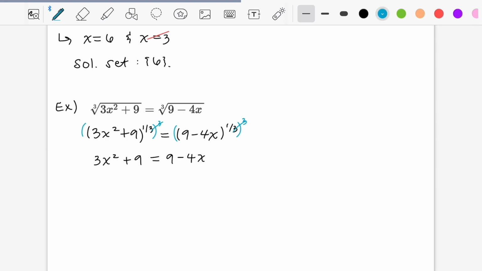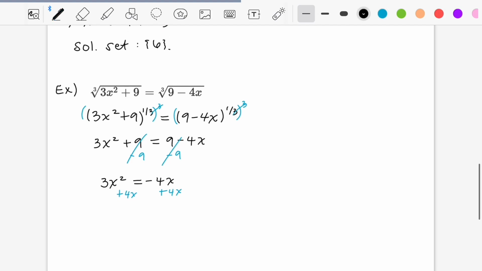All right, now we'll solve like normal. So we'll subtract 9 on both sides. Doing so, those two will cancel. So we just get 3x squared is equal to negative 4x. Then adding 4x on both sides gives us 3x squared plus 4x is equal to 0. And then pulling out an x, we'll get x plus 4 here. Oh, sorry.